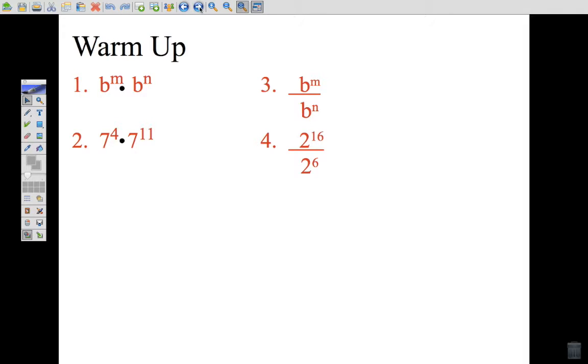As you look at question 1 and 2, you should remember that you are actually adding the exponents when you have the same base. Question 3 and 4, you're going to subtract your exponents when you're dividing the same base.